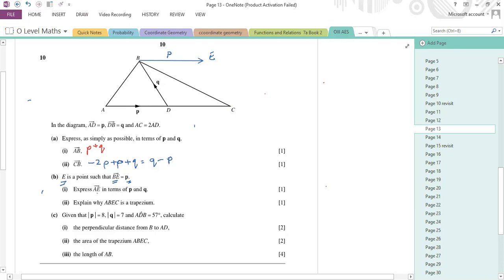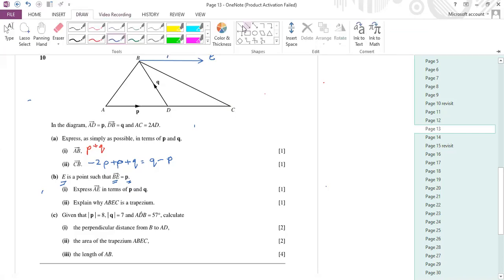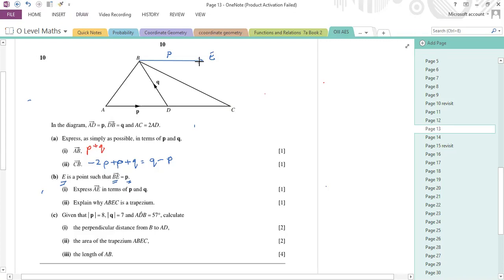So express AE in terms of P and Q. That's simple, I believe. It is actually asking you from A to E, and no matter which way you take, you're going to get the same answer. I'm just putting this P plus Q here. When we take AB from here to here, we get P plus Q, and then we add P. So AE is P plus Q plus P. For simplicity, it is 2P plus Q. Hope it's understood.